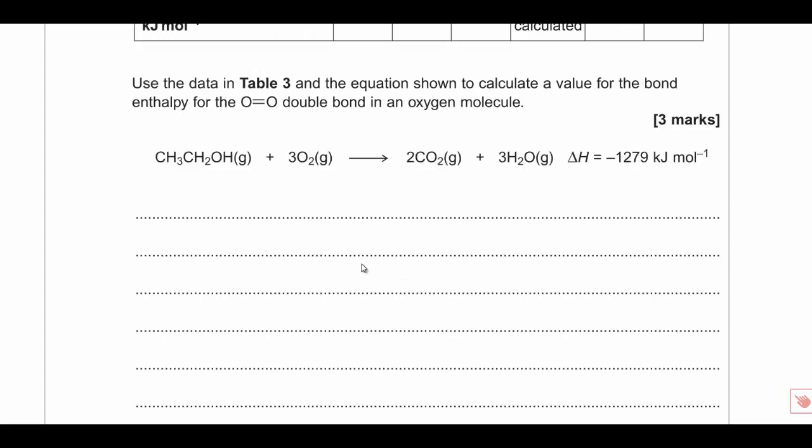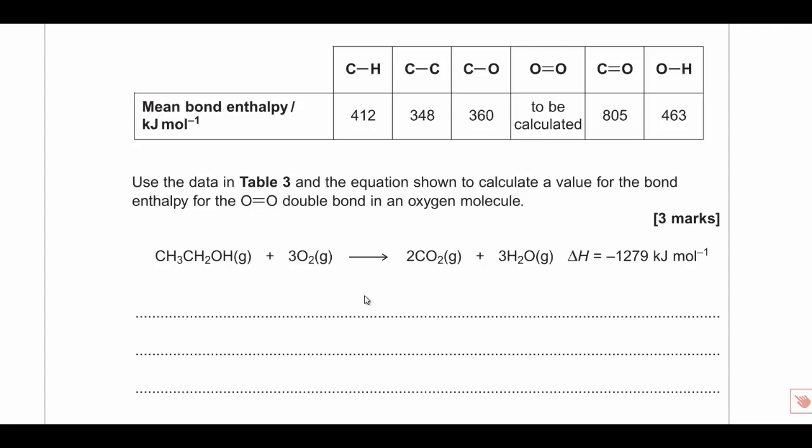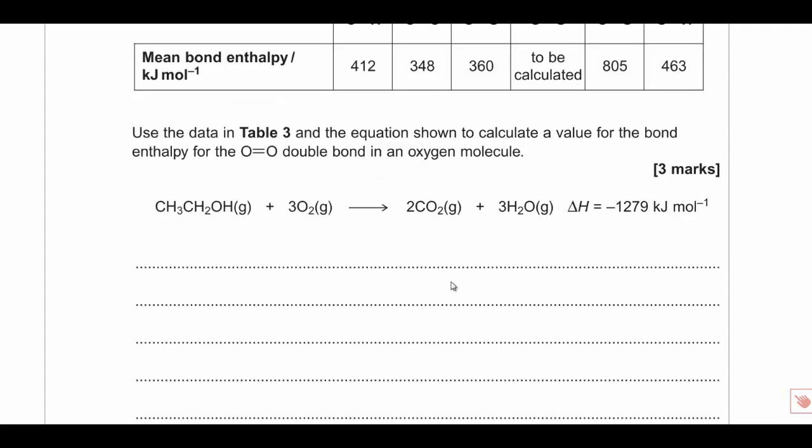And finally, we're going to have to do a look, and that's the end of this question. Use the data in table 3 and the equation shown to calculate the value for the bond enthalpy of the oxygen double bond in an oxygen molecule. So this is a clever one now. It's not a usual one. We've got to work out what's going on here a bit differently to normal, because we're trying to work out this value. It's quite a lot of stuff to do here. It's a bit of a nightmare really, but it's doable. It's not a particularly quick one, but there we go.